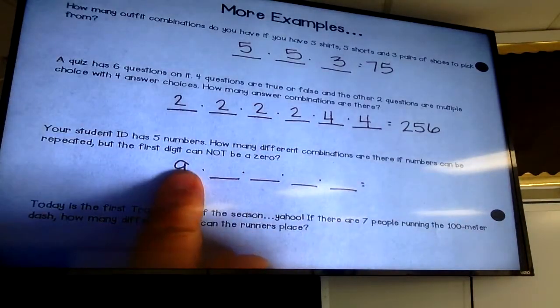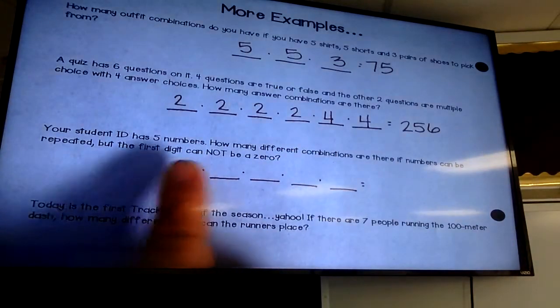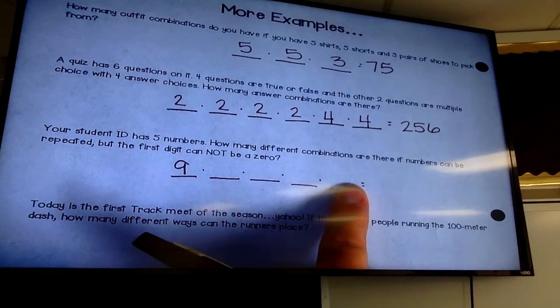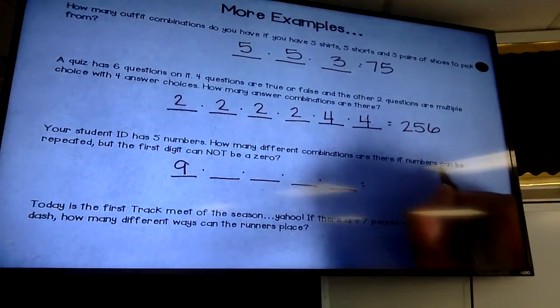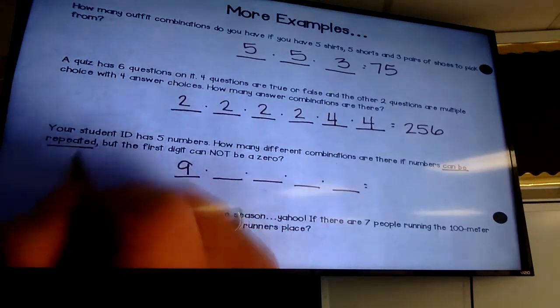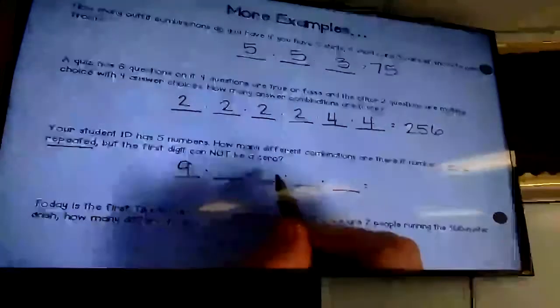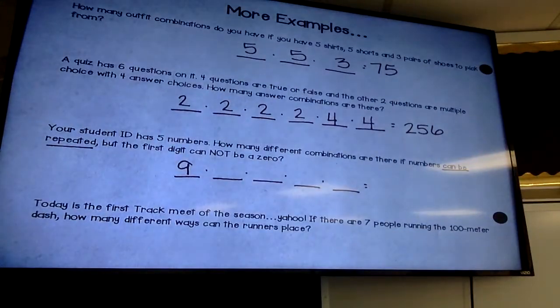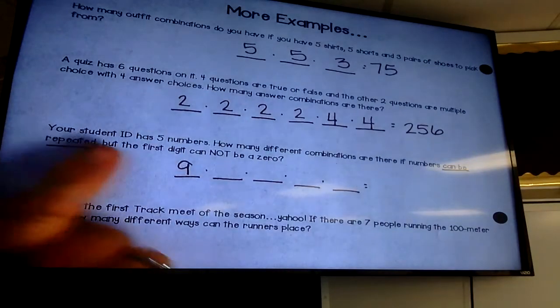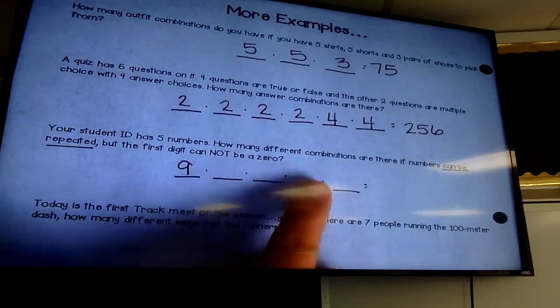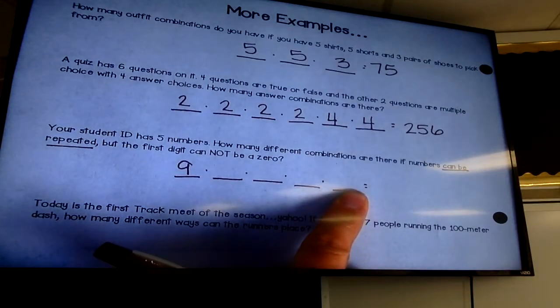Now, let's say it was a 1. Can 1 be any of these other ones? Sure, because it says it can be repeated. That means a digit can be repeated. It can be used more than once. My code could be 11111. That's a possibility. Now, here's my second, third, fourth, and fifth numbers.